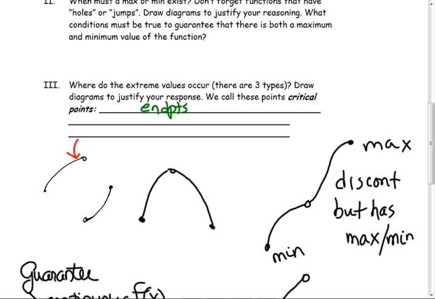And actually, generally speaking, we don't call endpoints critical points. It's usually when the derivative is 0 or where the derivative is undefined. And then they have special names. Now, you don't have to know these special names, Sophie.